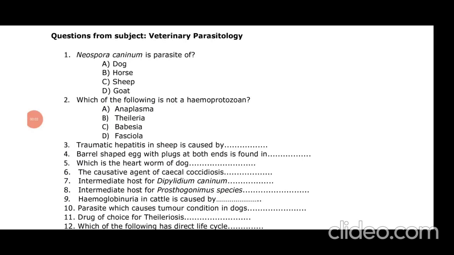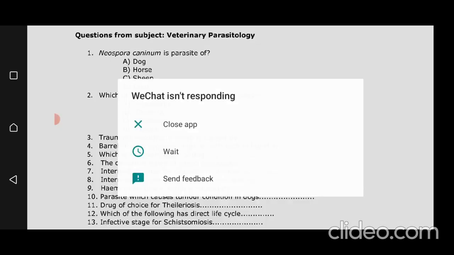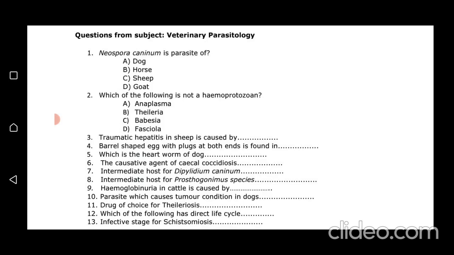Veterinary parasitology. Neospora caninum is the parasite of dog. Which of the following is not a hemoprotozoan? Fasciola is not a hemoprotozoan, whereas Anaplasma, Theileria and Babesia are hemoprotozoans.